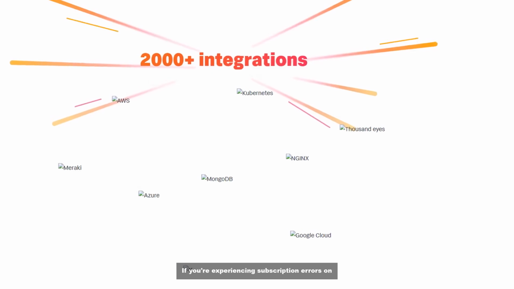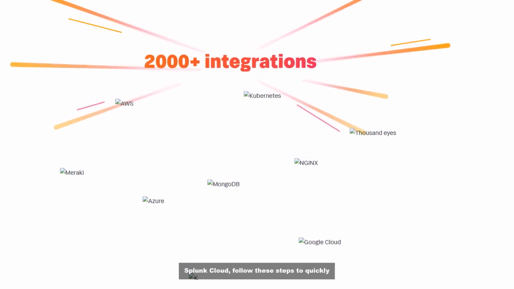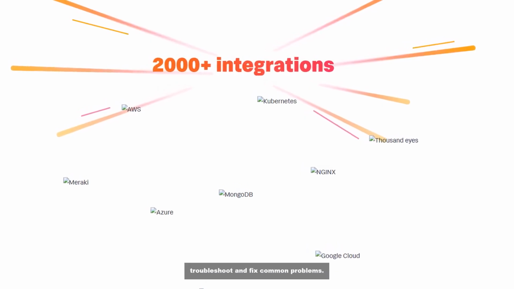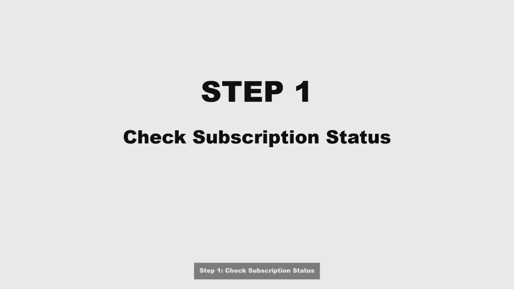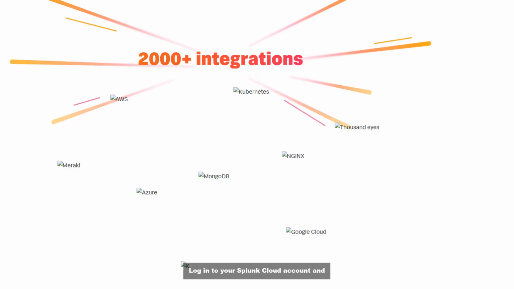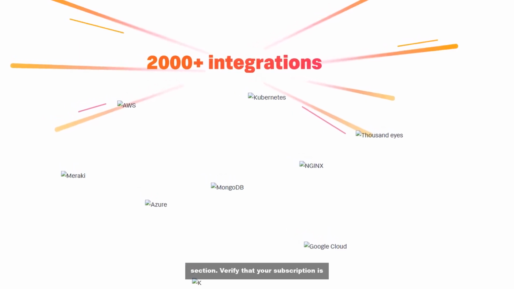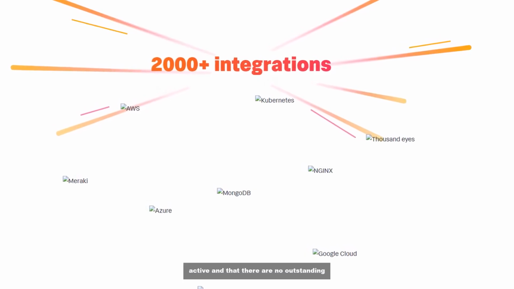If you're experiencing subscription errors on Splunk Cloud, follow these steps to quickly resolve the issue. This guide will help you troubleshoot and fix common problems. Step 1. Check subscription status. Log into your Splunk Cloud account and navigate to the subscription management section. Verify that your subscription is active and that there are no outstanding issues or notifications.